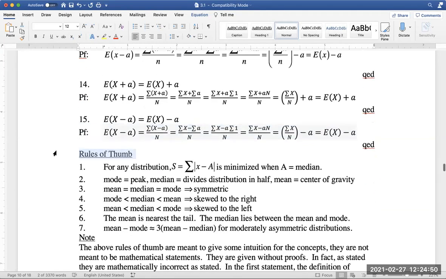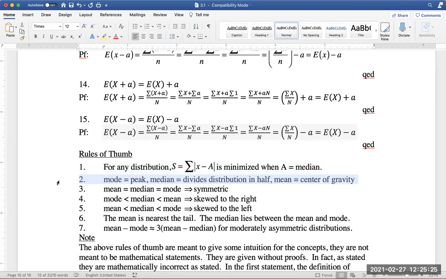So next, let me give you some rules of thumb. For any distribution, S, the sum of the absolute value of X minus A, is minimized when A is the median. So if you're trying to measure your dispersion from a median, then you should use the sum of the absolute deviation from the median.